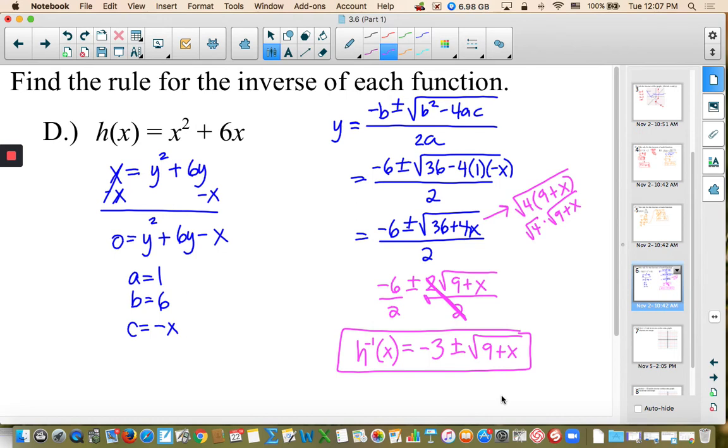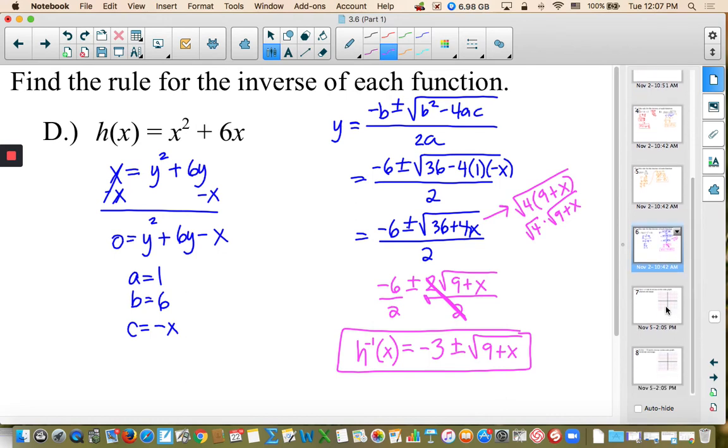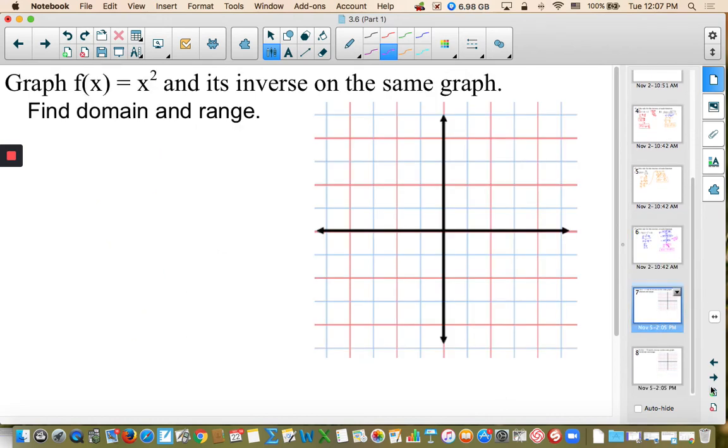Okay, the last 2 problems here are simply graphing a function and its inverse on the same graph and then listing the domain and the range. So we can do this fairly quickly here. Graph f of x equals x squared. So if I think of that, I hope you know that that's a parabola, right?